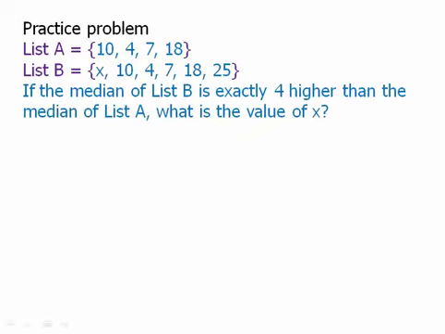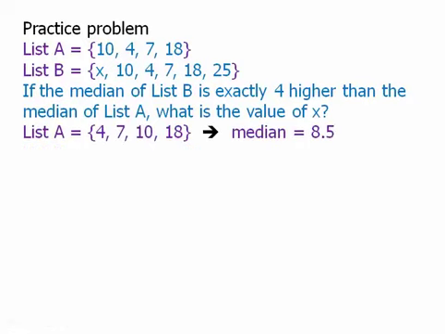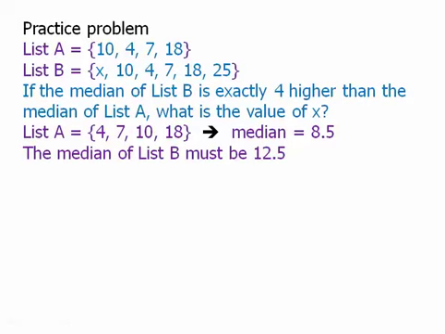Here's a practice problem. Pause the video and then we'll talk about this. Okay, the median of list B is exactly 4 higher than the median of list A. All right, so the very first thing we need to do is find the median of list A. We put the terms in order. The median is the average of 7 and 10, which is 8.5. That's the median of list A. The median of list B has to be 4 higher than this. So it has to be 12.5. That's 8.5 plus 4.